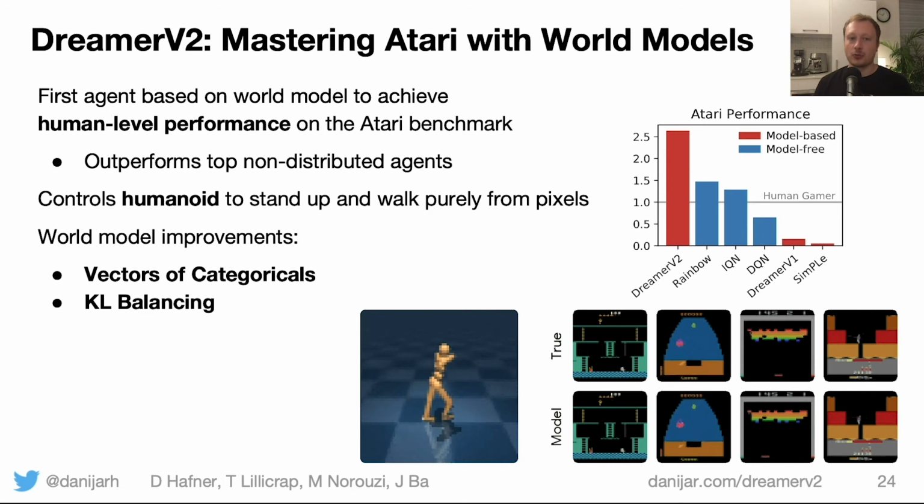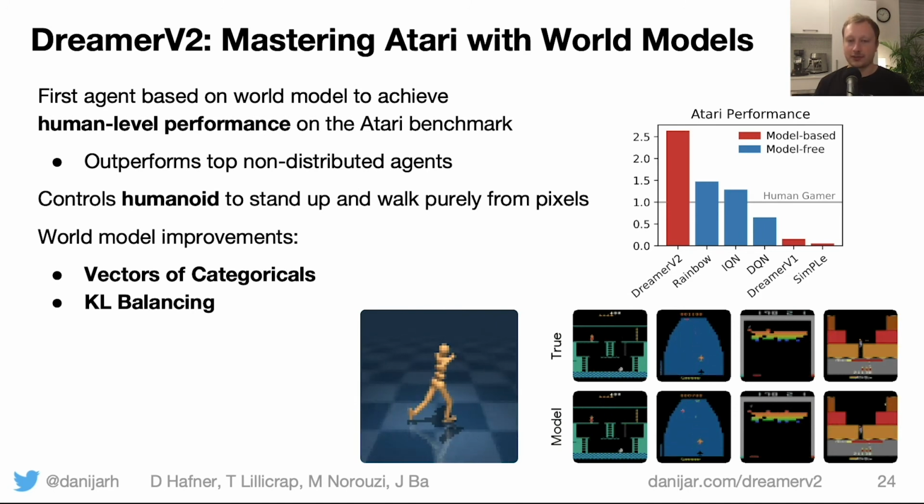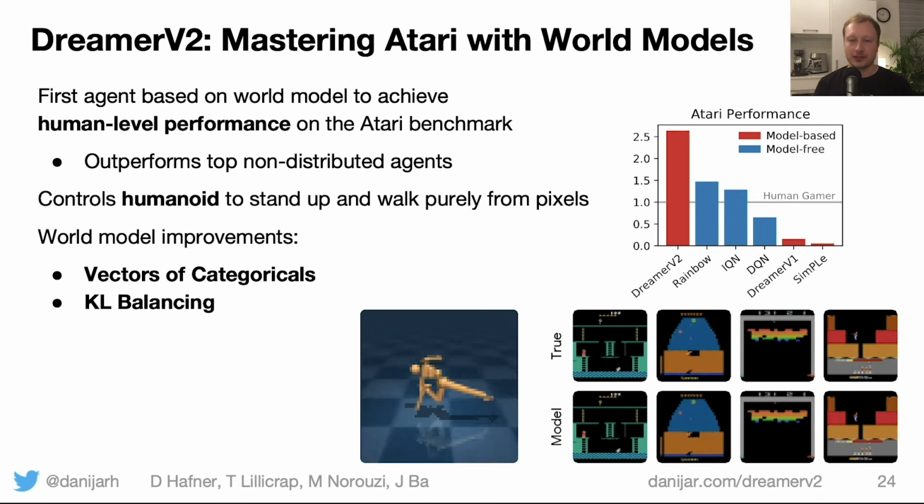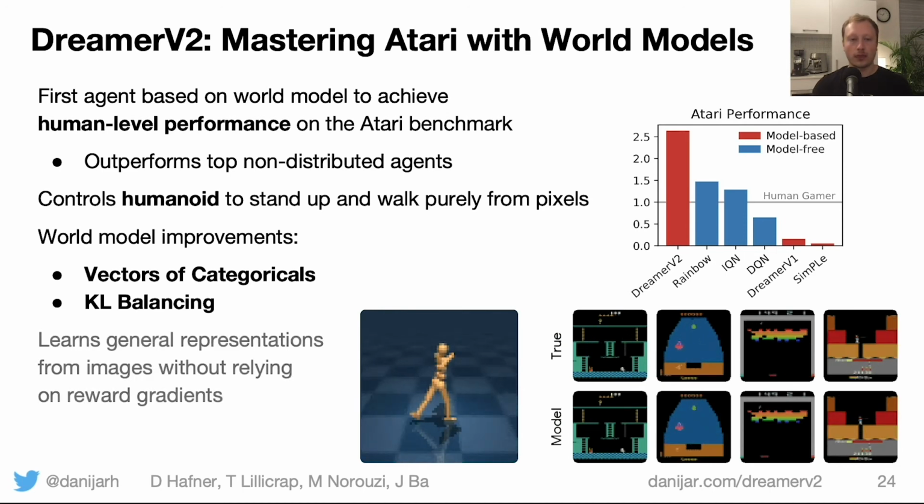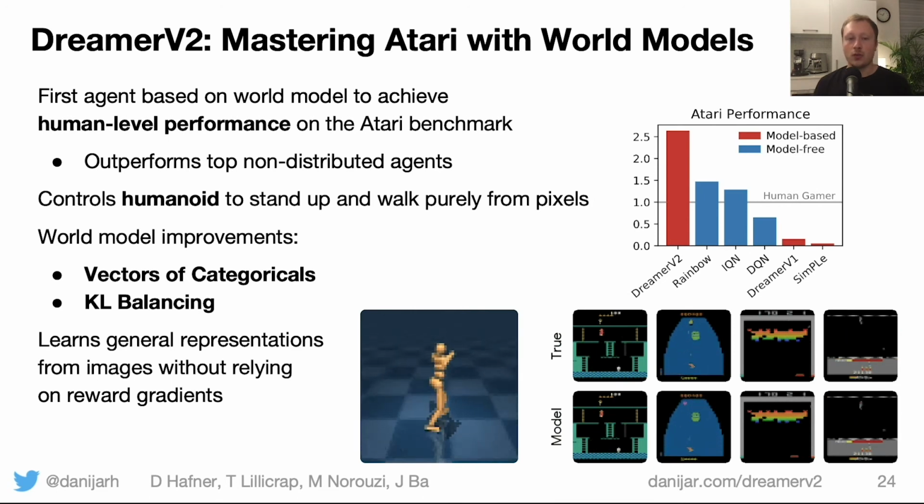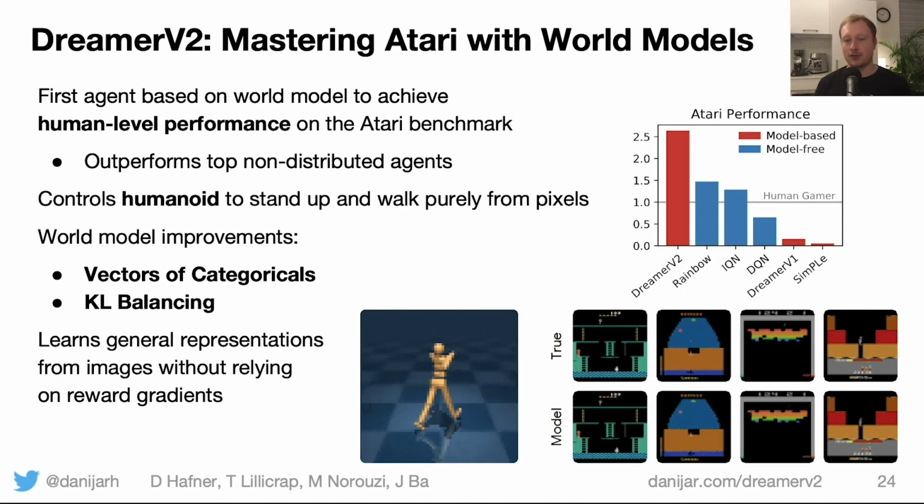These improvements were made possible through 2 changes to the world model. First, changing the Gaussian representations to vectors of categoricals, and second, changing the objective through KL balancing to encourage more accurate prior predictions, resulting in accurate video predictions on Atari games for hundreds of time steps. Finally, Dreamer v2 performs just as well without using reward information for representation learning, suggesting that the world model really captures general information about the environment and can be useful for solving multiple tasks.